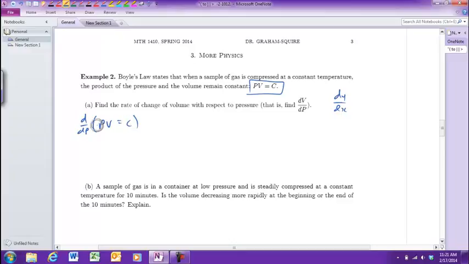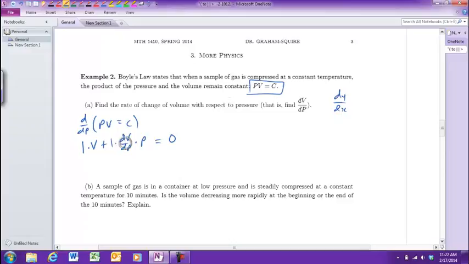When I take the derivative of PV, I've got to use the product rule here. The derivative of P with respect to P is just 1, and then the V stays. When I take the derivative with respect to P of V, I've got to think of V as a function of P, which means that I take the derivative of V, that gives me 1, but then I multiply by dV/dP by implicit differentiation. And then I'm finishing the product rule by multiplying that by P. When I take the derivative of C, that's just 0, because C, it tells us, is a constant.